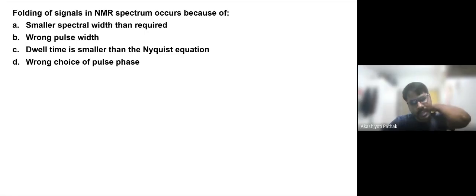Now, folding of signals in NMR spectrum occurs because of, so just now we learnt about the signal folding, right? So when will folding of signals occur? Option A is smaller spectral width than required. Option B is wrong pulse width. Option C is dwell time is smaller than the Nyquist equation. And option D is wrong choice of pulse phase.